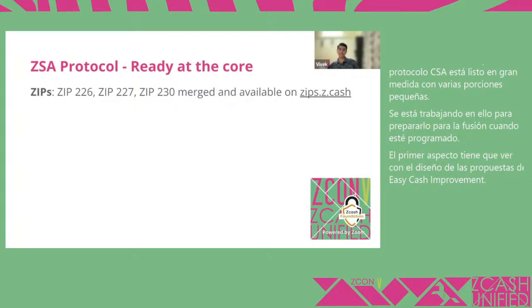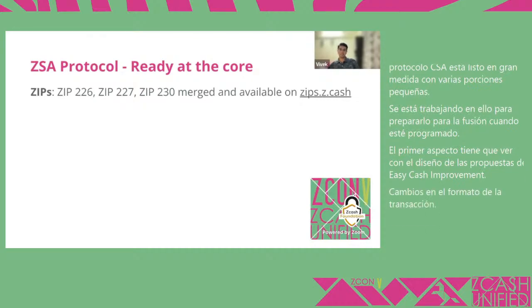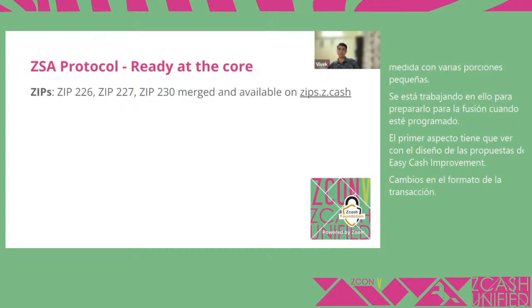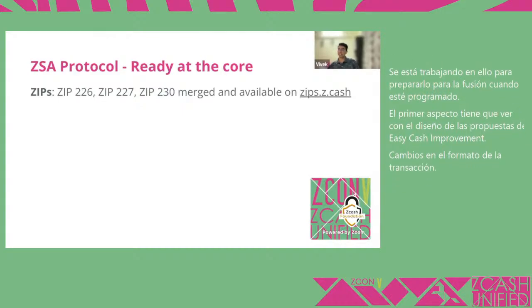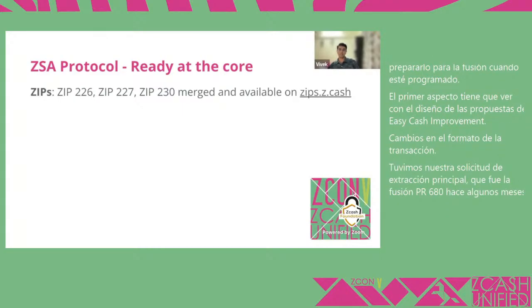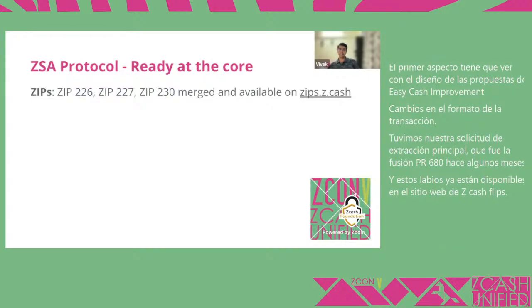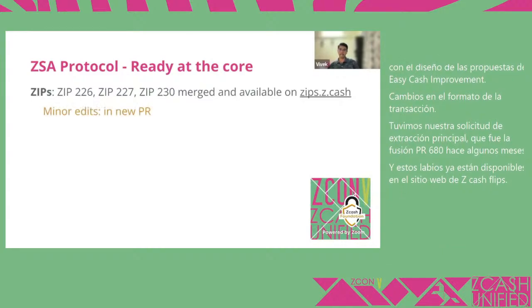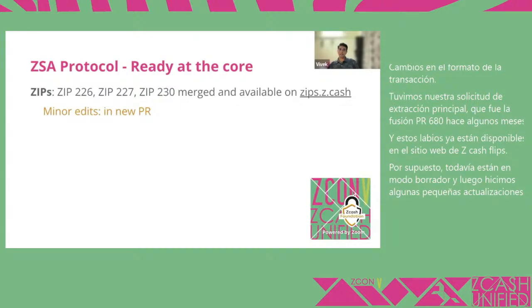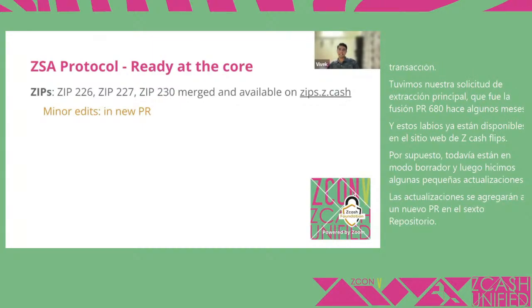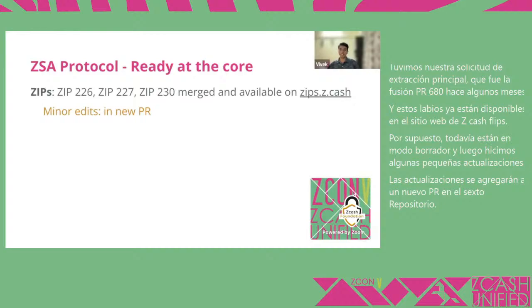ZIP 227 for the issuance aspect, and ZIP 230 for the changes to the transaction format. We had our main pull request, which was PR 680, merged some months ago, and these ZIPs are now available on the Zcash ZIPs website. Of course, they are still in draft mode, and we have made some small updates since then. These updates will be added to a new PR in the ZIPs repository.